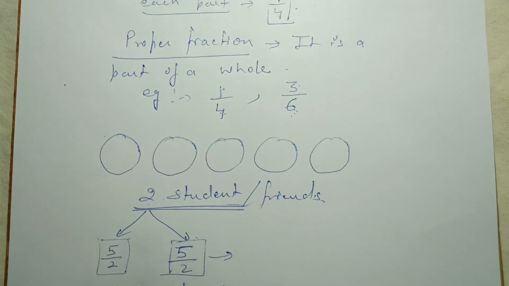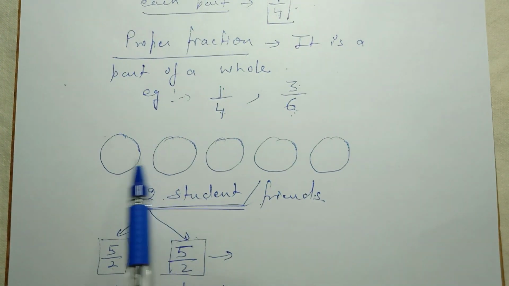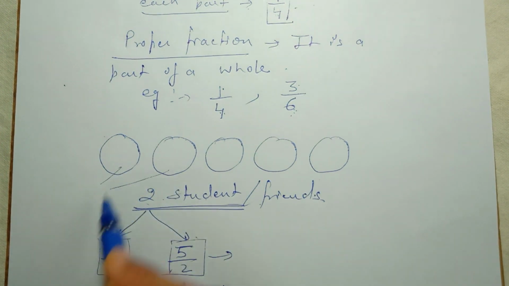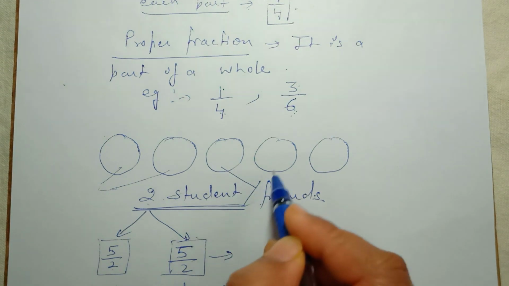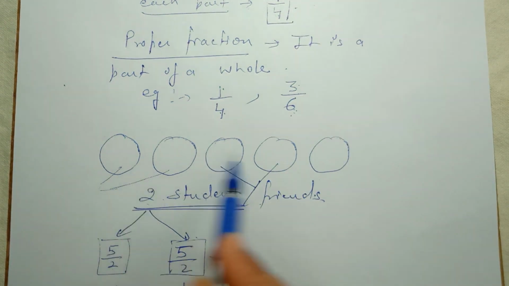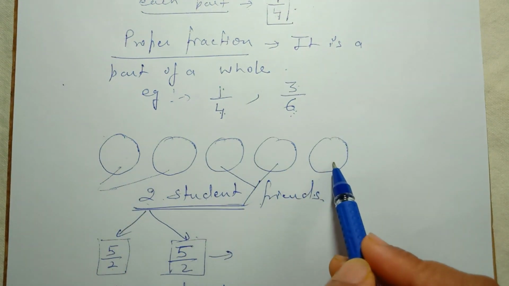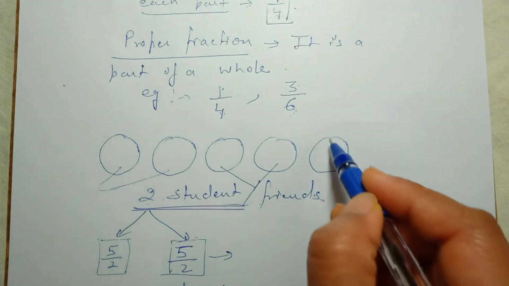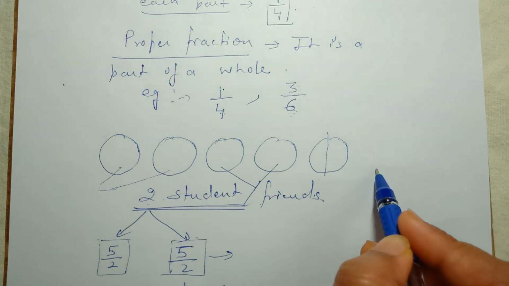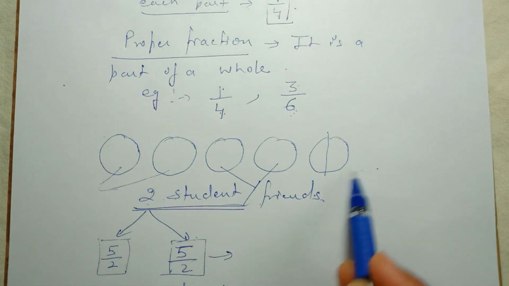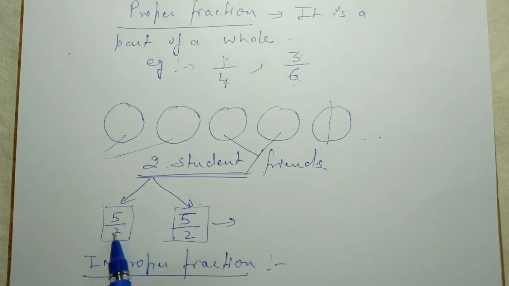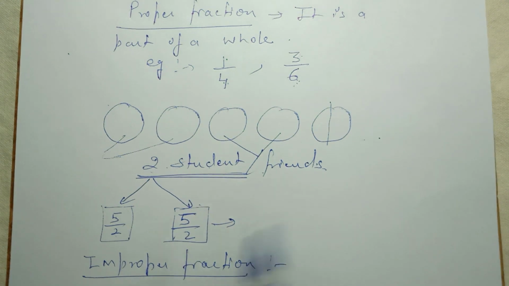If we distribute it activity-wise, you will observe 5 chapatis are there. 2 chapatis one student will get, 2 chapatis another student will get. Equal parts are distributed. Now only 1 chapati is left, so it will be divided into halves. One student will get half of it, another will get half of it. This way we can distribute it among the 2 students. Completely we can write it as 5 by 2. Such a division is called an improper fraction.